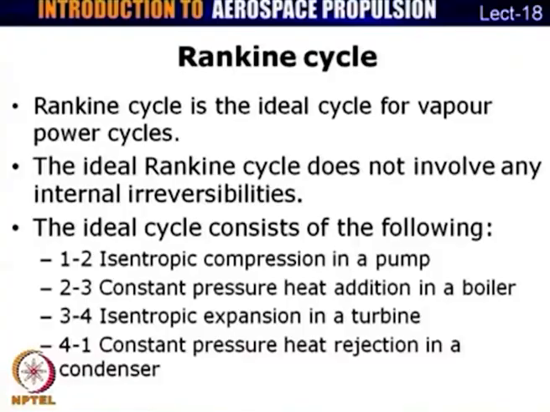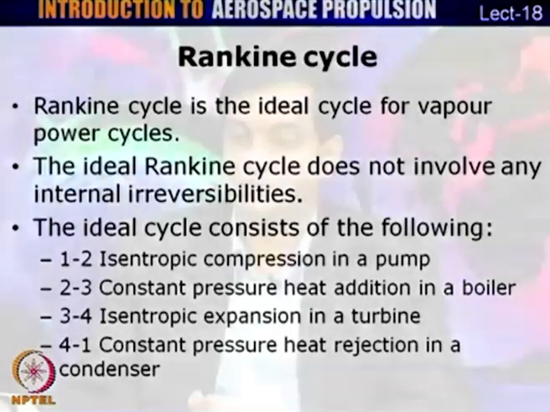The second process, that is process 2-3, is a constant pressure heat addition, which could be in a boiler in a steam power plant. Process 3-4 is an isentropic expansion, which is in the case of steam power plant in a turbine. Process 4-1 is constant pressure heat rejection, which could be in a condenser. So, these are the 4 different processes which constitute a Rankine cycle: an isentropic compression, constant pressure heat addition, isentropic expansion and constant pressure heat rejection.